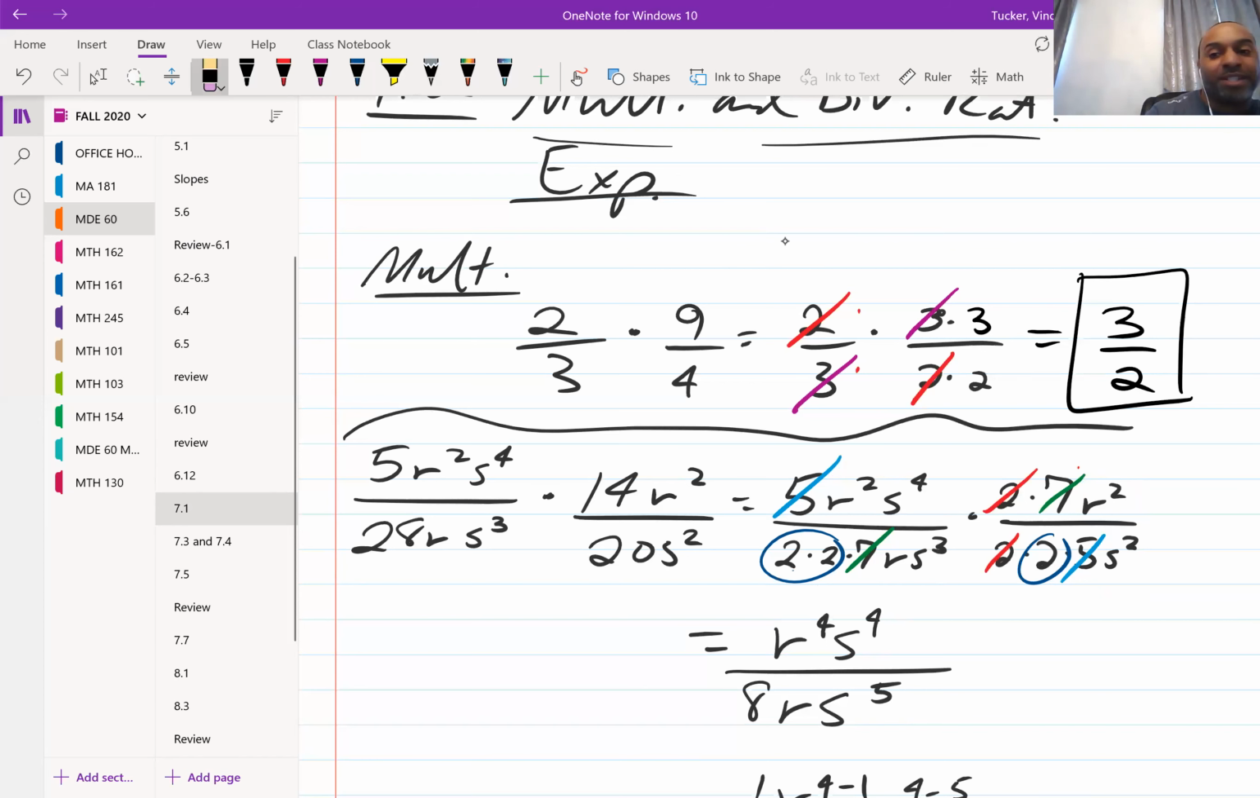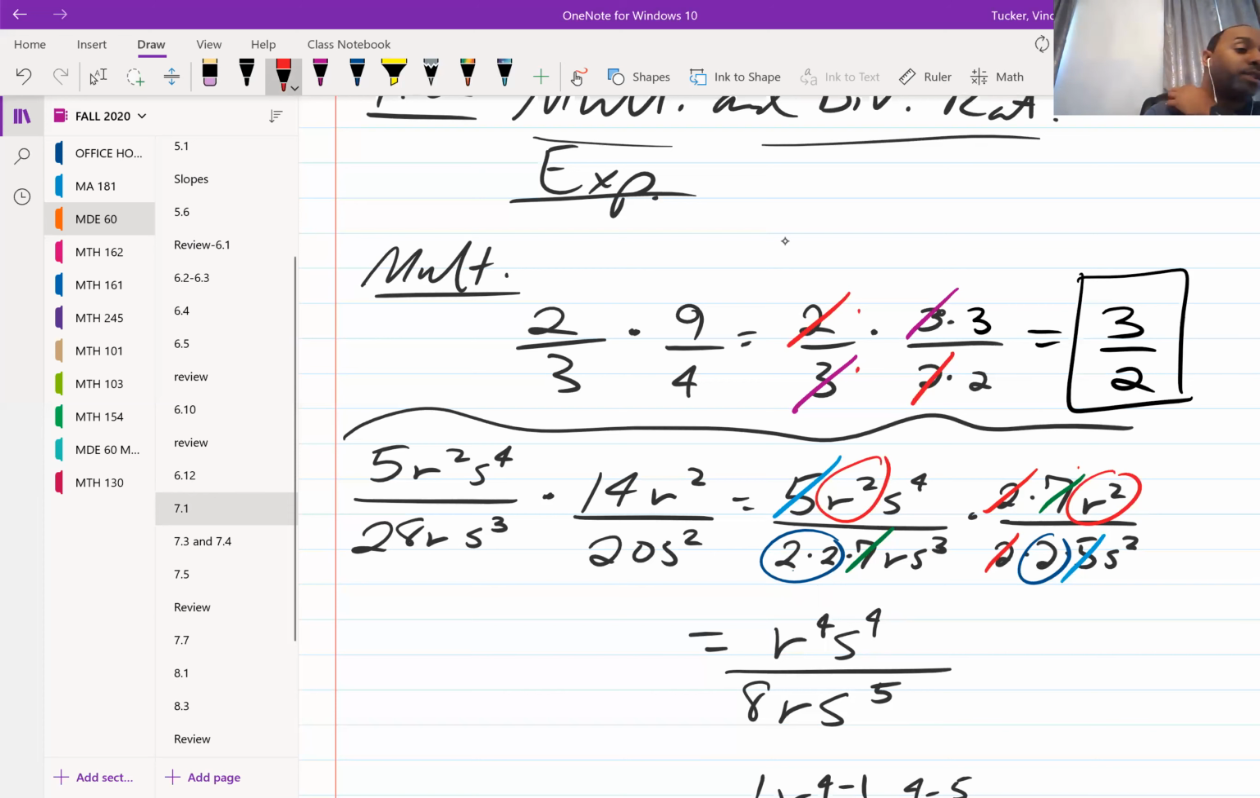But it's all here if you take your time. So in other words, take your time. r squared times r squared gives you r to the 4th. s to the 4th is still here. You just have to go piece by piece and be careful with your numbers and signs.